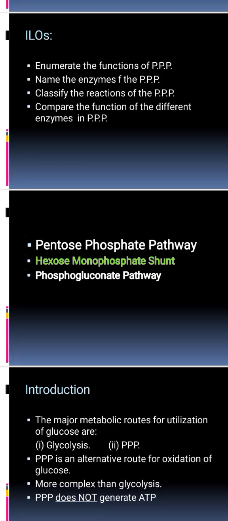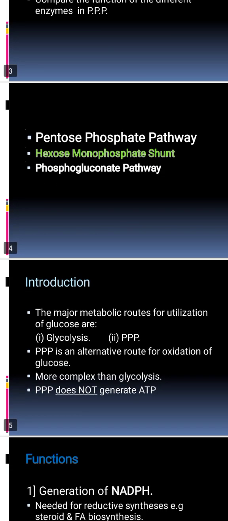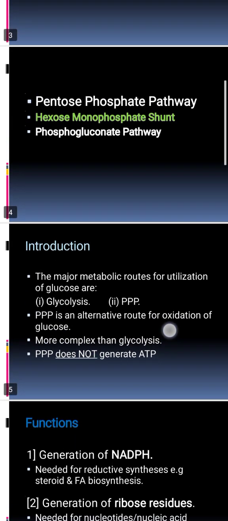Pentose phosphate pathway, also called hexose monophosphate shunt, also called phosphogluconate pathway. So we can name it hexose monophosphate shunt, and we can name it also phosphogluconate pathway. So it has actually three names. The three names are international names. Okay?